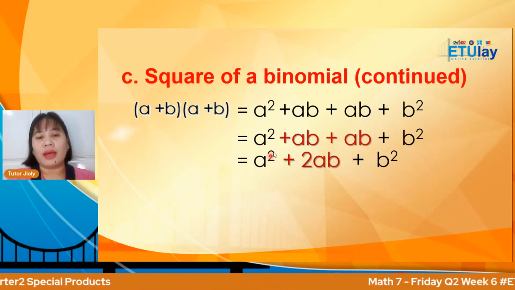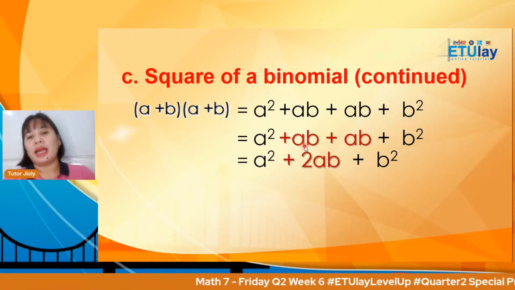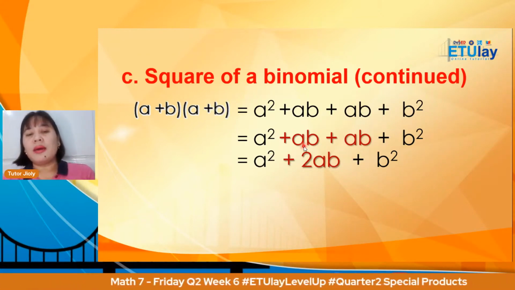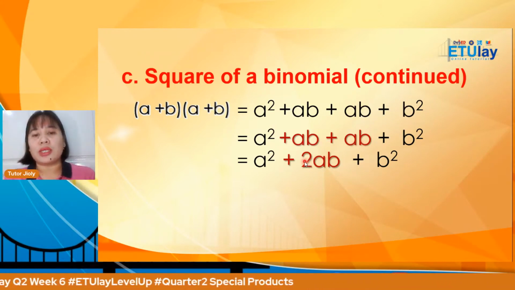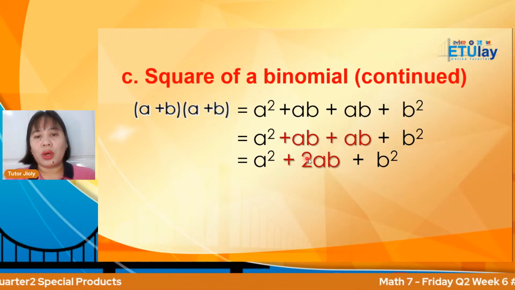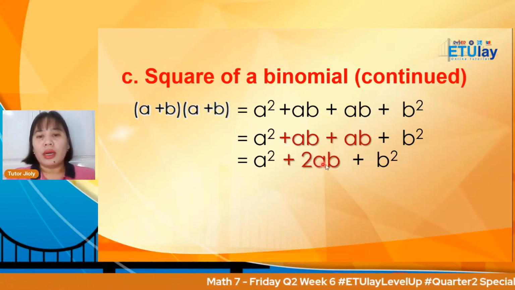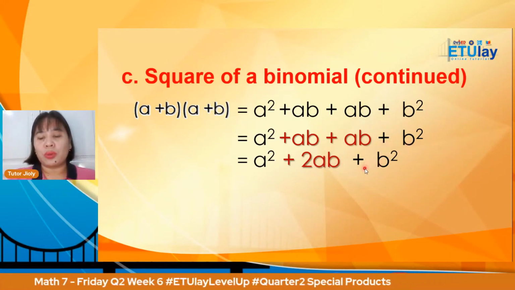So we have A raised to 2 plus, we just add them because they are like terms, positive AB plus positive AB, that is 2AB, because 1 plus 1 is 2. We copy the coefficient. So we have plus B raised to 2.